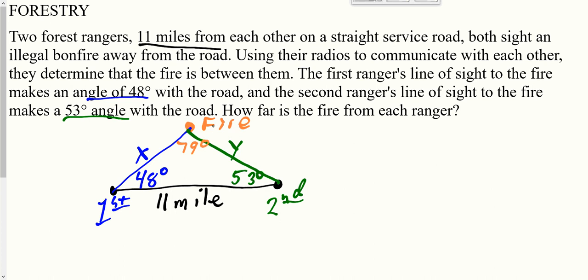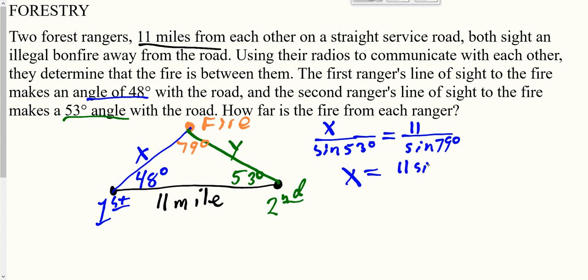We now have the fire and its opposite side of 11 as our pair, so we can go ahead and use the law of sines. So I'm going to go x over the sine of my angle opposite that, which is 53 degrees, is equal to my opposite pair, my 11 over the sine opposite of that, which is 79 degrees. To get rid of dividing by sine of 53, multiply both sides by sine of 53 degrees. Type that into our handy-dandy calculator, and we get 8.95 miles.